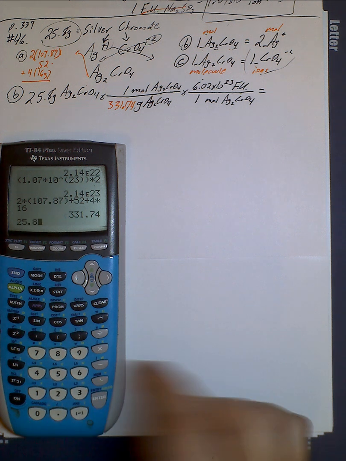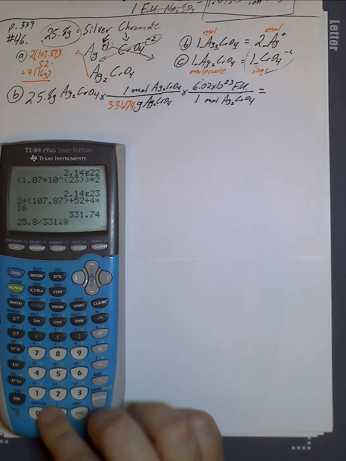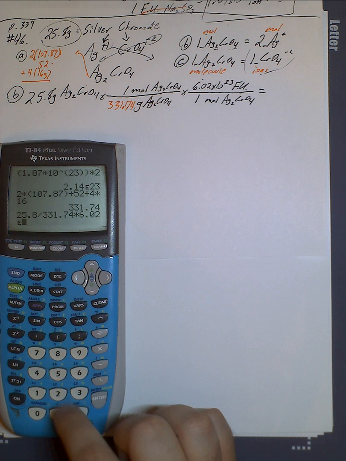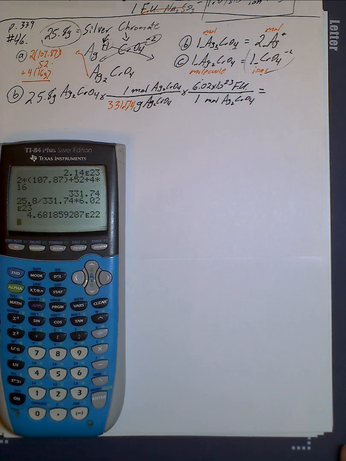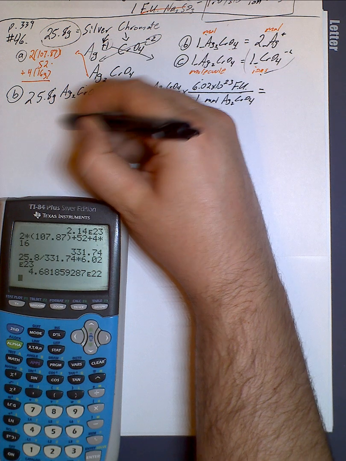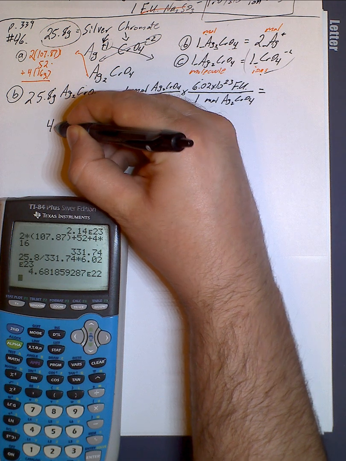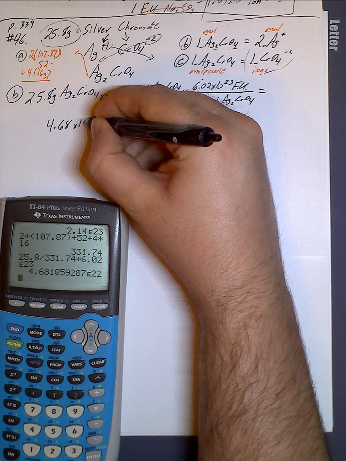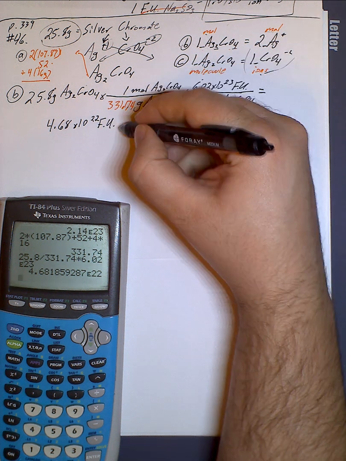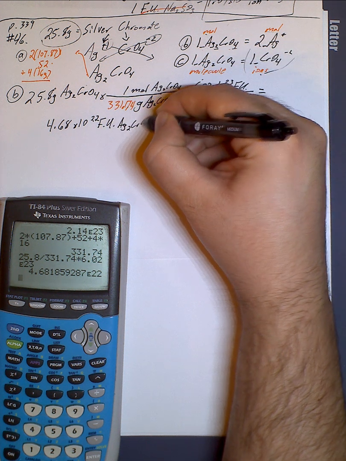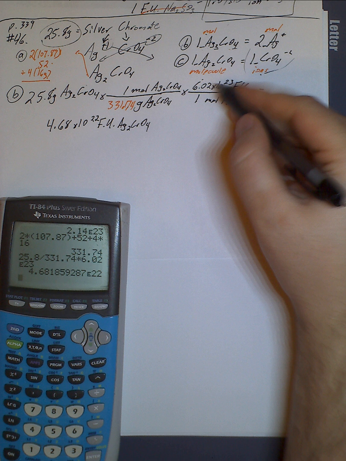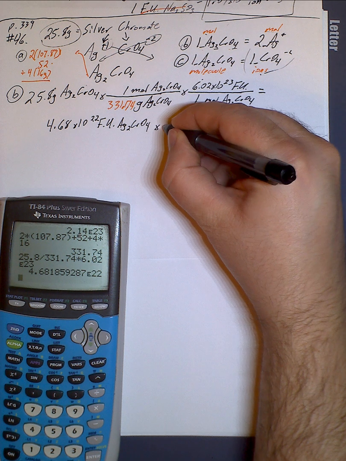So 25.8 divided by 331.74 multiplied by Avogadro's number, 6.02 times 10 to the 23rd. So my answer here that I've got so far is, I'm just going to write this right here, 4.68 times 10 to the 22nd formula units of Ag2CrO4. The question in part B is asking how many cations are present. That's where these relationships are going to come in.